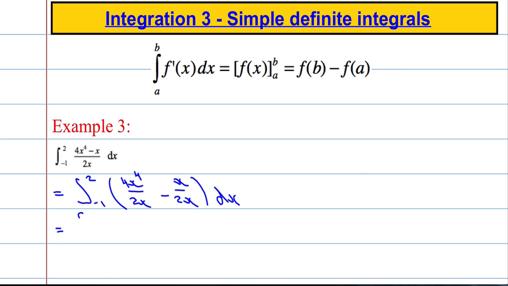I'm going to do a little bit more work on this now before we go ahead. So integrating between -1 and 2. 4 over 2 is 2, and x to the power 4 over x is x to the power 3. This dividing by 2, I'm going to take out and write it as times by 1/2, and x over x is 1. And that's with respect to x.